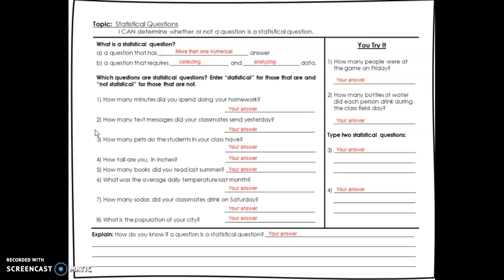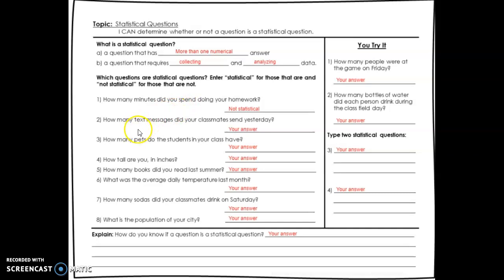So how many minutes did you spend doing your homework? If I just asked you how many minutes you spent on your homework, that is one answer because you are one person. So this is not statistical because it is one person and that's it. If it was how many minutes did everyone in the class spend doing their homework, that would be statistical because it would have more than one numerical answer.